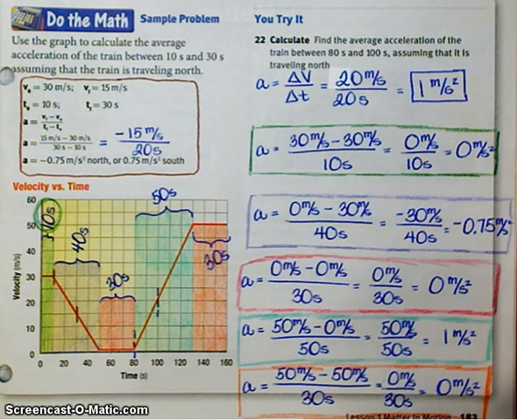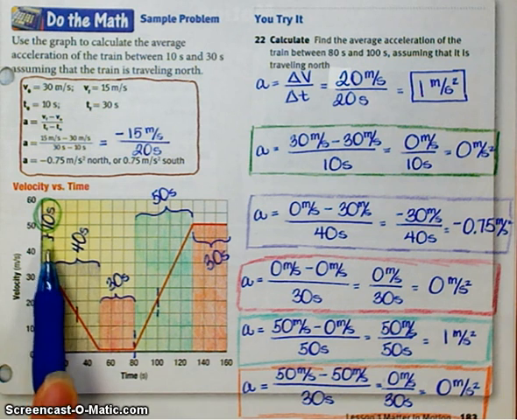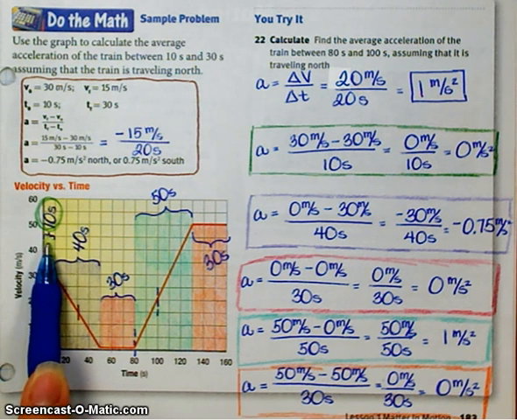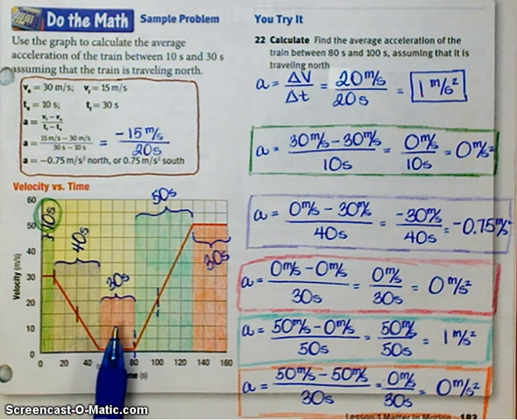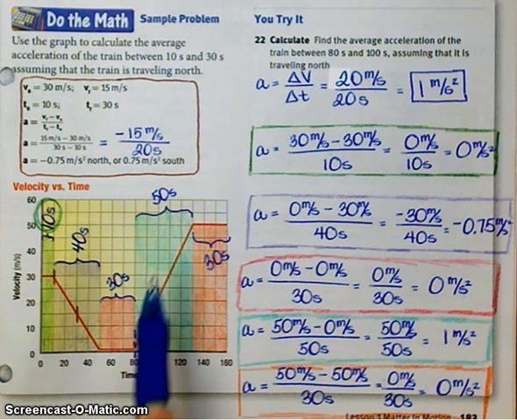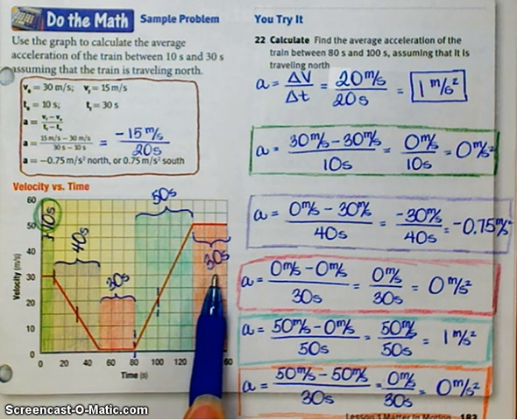What I did at the top of each one is, first of all, I color-coded them so that I could see my 5 different segments. And then I figured out how much time had gone by during that section. This is a 10-second segment. This segment is 40 seconds long. This one's a 30-second segment. This one's 50 seconds. This one's 30 seconds.